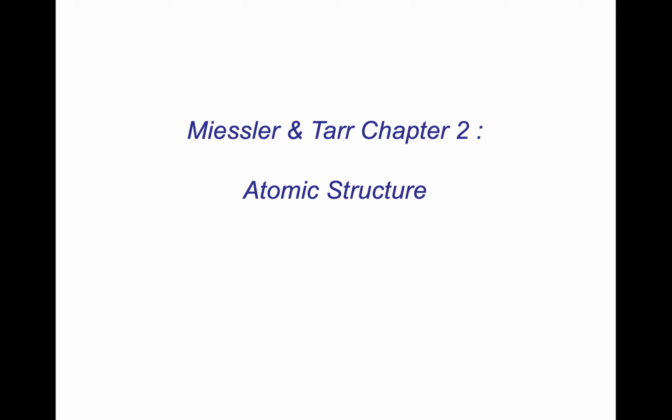All right, so a lot of the things that we'll talk about today will be in chapter 2 of Miessler and Tarr. As usual, I'll talk about some things that aren't in the chapter, and I also will skip over some things that are in the chapter. But the bulk of what we'll talk about today is from chapter 2 of Miessler and Tarr, and we'll talk about atomic structure.